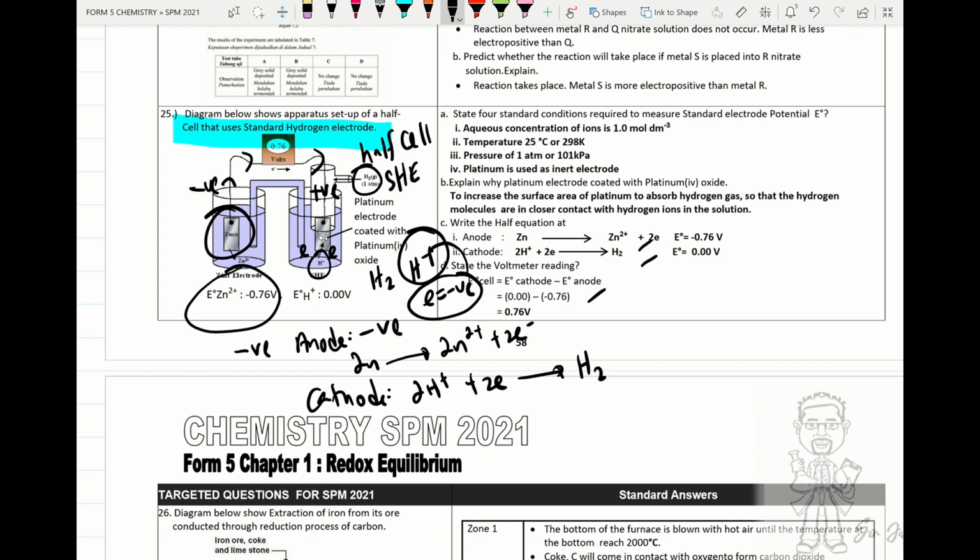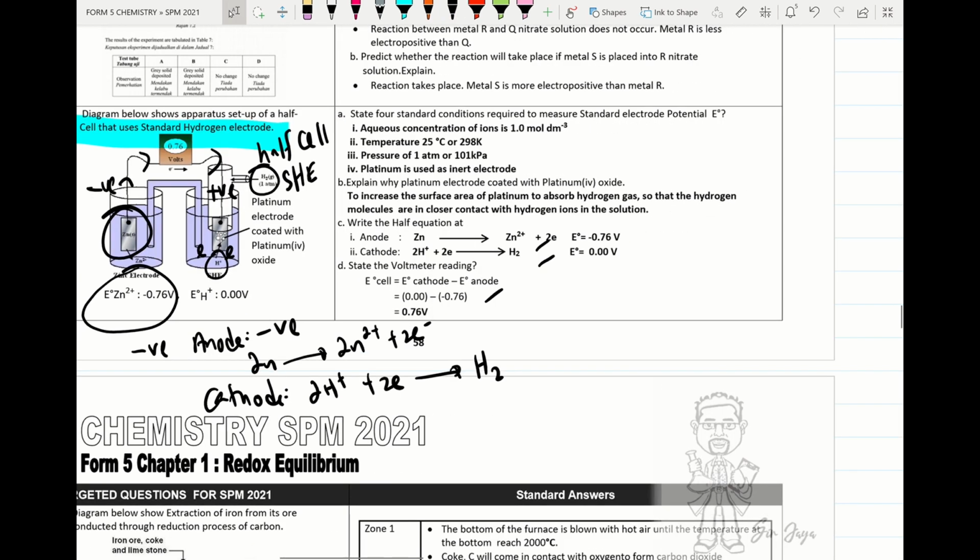Please try to study the voltmeter reading, and this question I also already discussed in the previous video. And please remember the four standard conditions required to measure the SHE standard electrode potential: concentration 1.0, temperature 25 or 298, pressure 1 atm, or 101 kilopascal, and platinum. And please remember, the platinum must be coated with platinum black. Why? Because it increases the surface area of platinum to absorb hydrogen gas, so that hydrogen molecules are in closer contact with hydrogen ions in the solution.